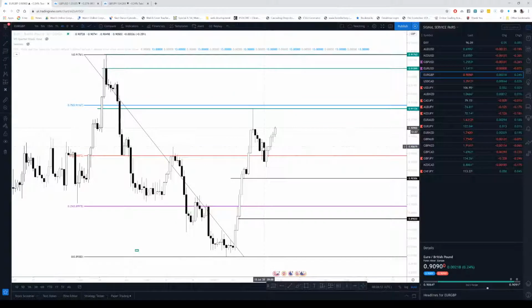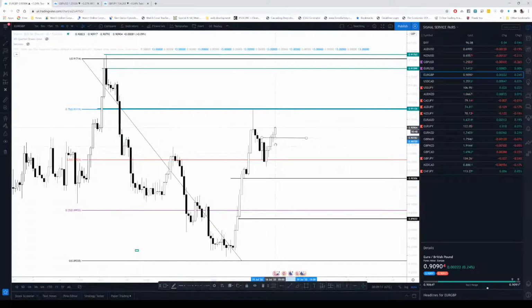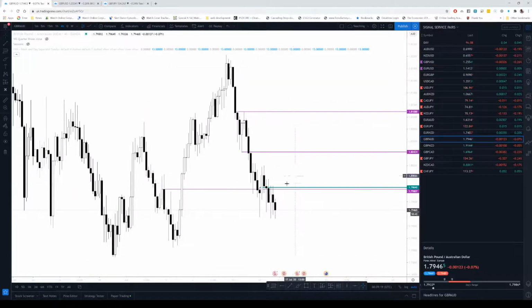Yeah, pound Aussie pushing above this down candle. So I didn't expect that to happen. I expected price to stay below this up candle here, with this down movement. So once price just pushed through it, this one just went down and stopped us out.